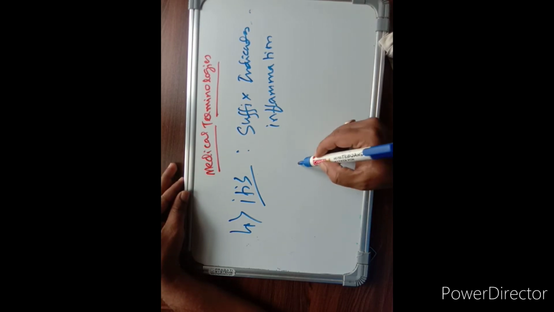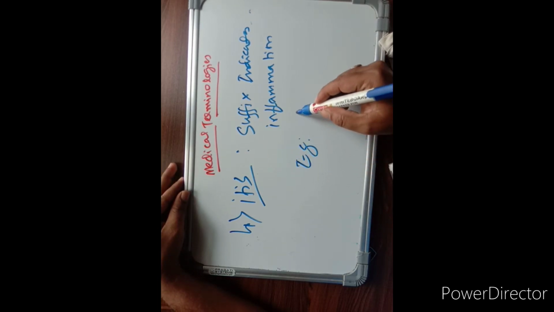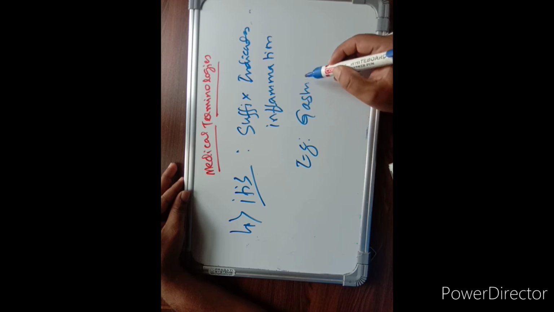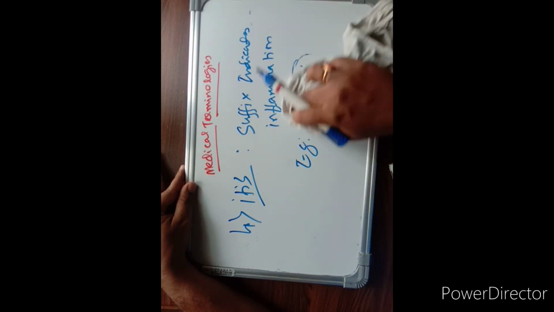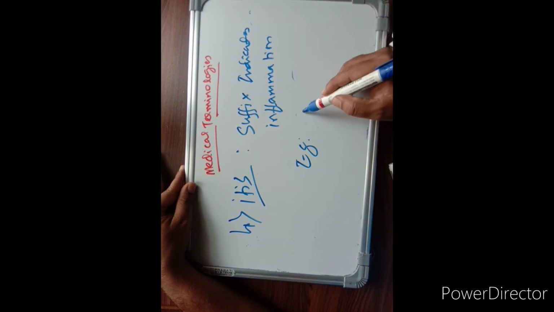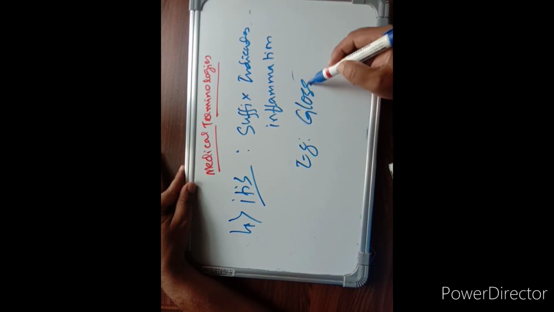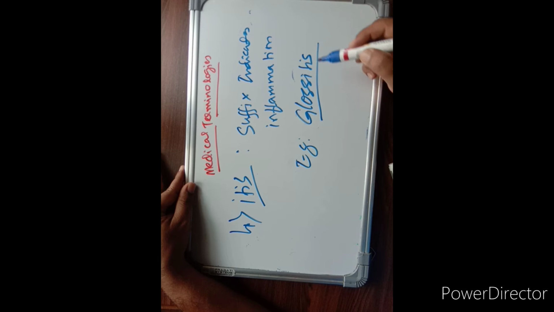Okay, so for example I will tell you gastritis. Gastritis is nothing but an inflammation of the stomach. See here, this "itis" indicates inflammation, and this "gastro" is related to the stomach. So gastritis is nothing but an inflammation of the stomach. Okay, next example we can see here glossitis. Glossitis is nothing but an inflammation of the tongue.